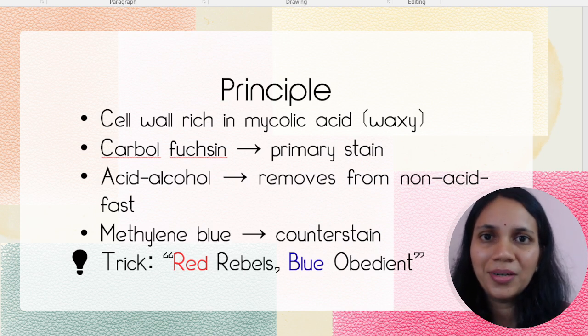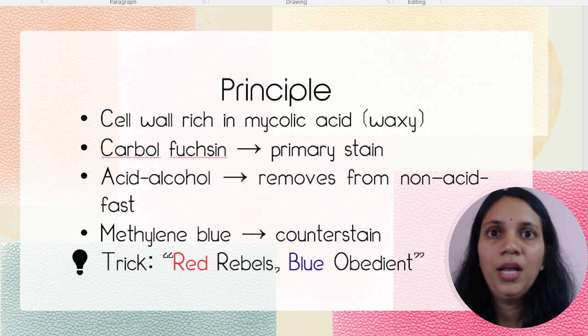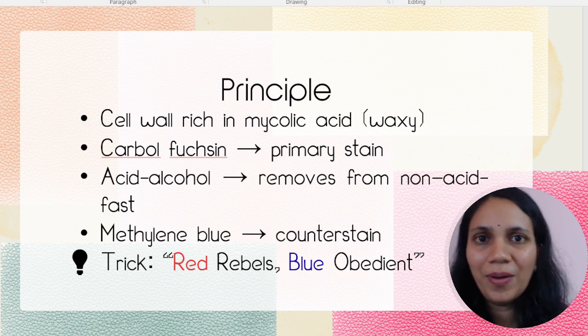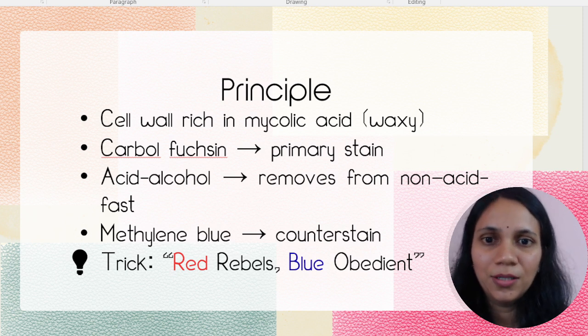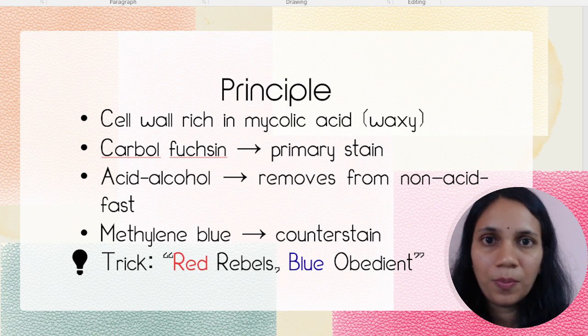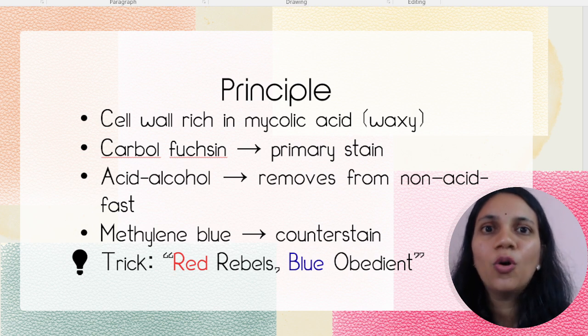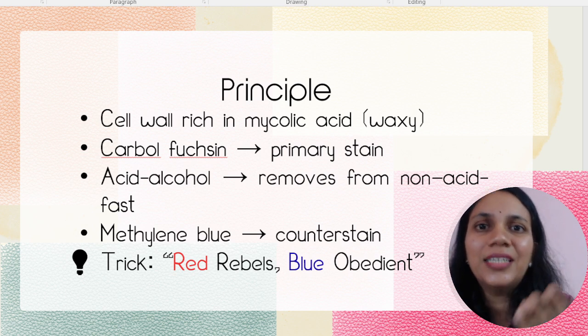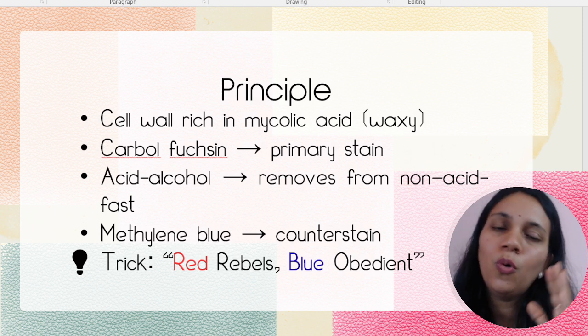So how do we remember it? I'll give you a simple trick, that is red mycos are rebels whereas blue are obedient. So red myco rebels, meaning the acid fast bacteria, will take up the red color because of heat or phenol, and they will not let it go out even when acid alcohol is being applied. So, if the color is lost, what is remaining? The counter stain. If it is non-acid fast, they are going to obediently take the blue color. So, that's why blue obeys.